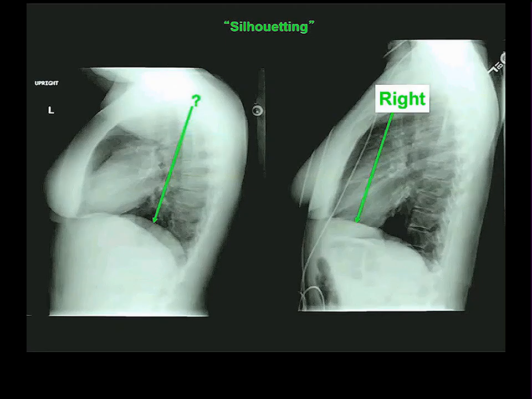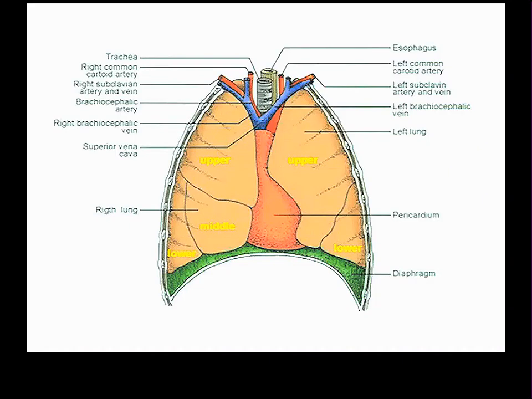This one, which I can trace all the way forward, is silhouetting against the right lung, which has air in it all the way to the front. There's no heart of consequence on the right side. So you can see the right hemidiaphragm all the way from front to back because it silhouettes against the air in the right lung.